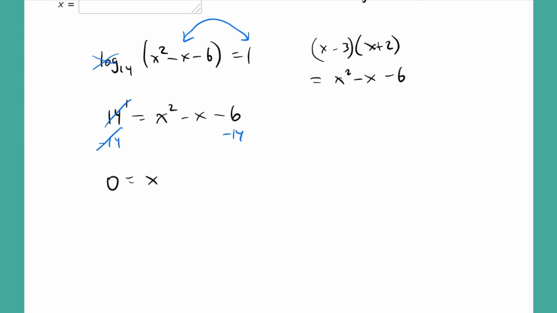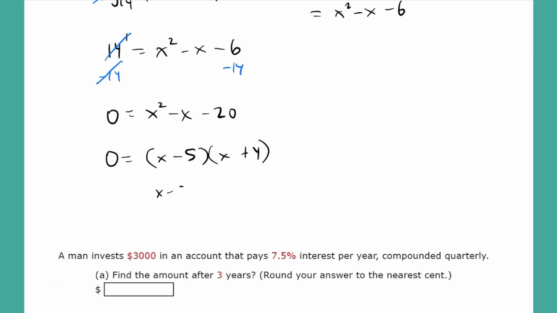And now we have x squared minus x minus 20. And we have a trinomial that we can factor, which becomes negative 5 and positive 4, which means that the two solutions are positive 5 and negative 4.